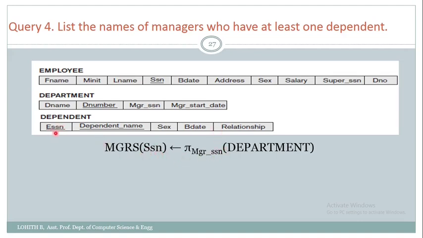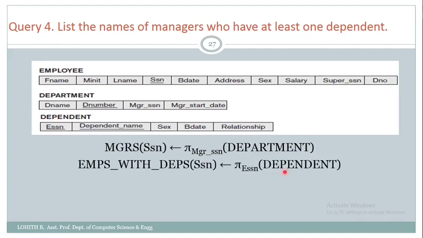Next, I will be retrieving ESSN from the dependent relation. You can see here that from the dependent relation I want only the ESSN column using a pi operation, and the intermediate relation looks like this: the employees with dependents, and this ESSN is renamed as SSN. Now this managers relation consists of the social security numbers of managers, and employees with dependents consists of all the employees who have dependents.